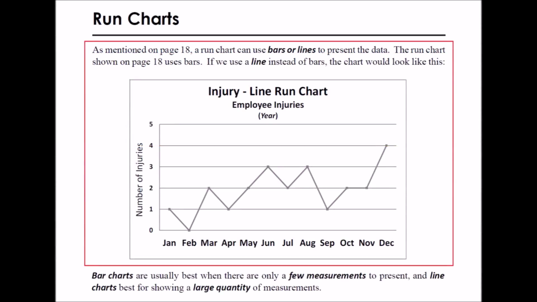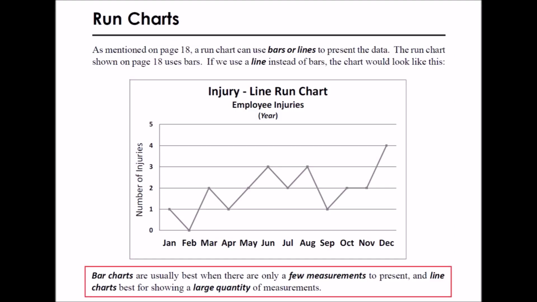A run chart can use bars or lines to present the data. If we use a line instead of bars, the chart would look like this. Bar charts are usually best when there are only a few measurements to present, and line charts best for showing a large quantity of measurements.